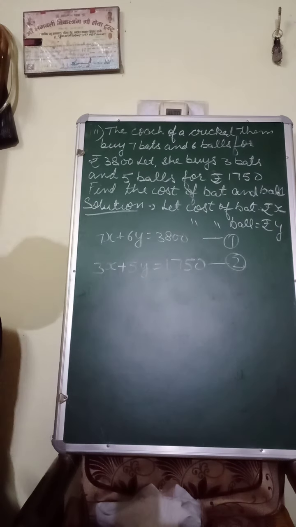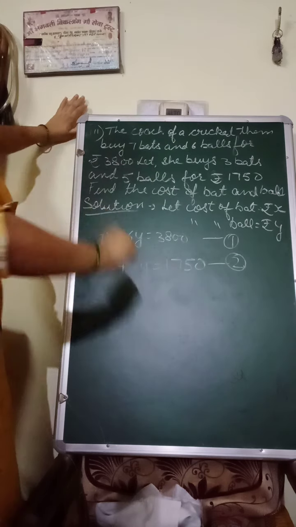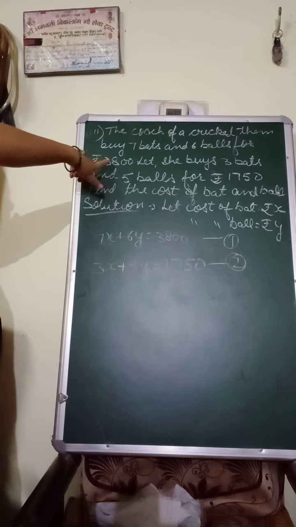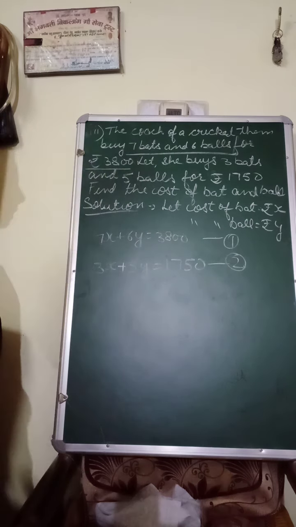Now come to the third part. In the third part, what it says: the coach of a cricket team buys 7 bats and 6 balls for rupees 3,800. Later, she buys 3 bats and 5 balls for rupees 1,750. First condition is given, that the coach has bought 7 bats and 6 balls and the cost will be 3,800.